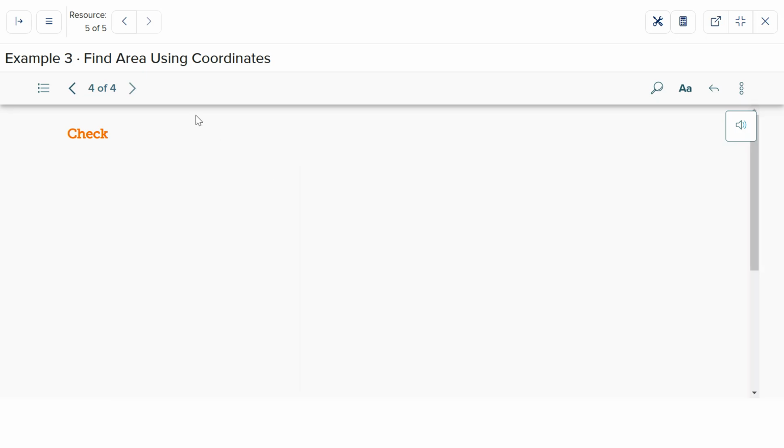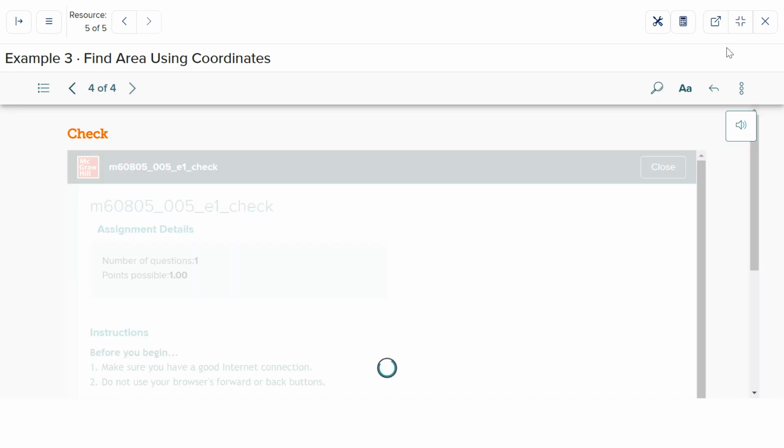Do the check. And that's the end of this lesson.